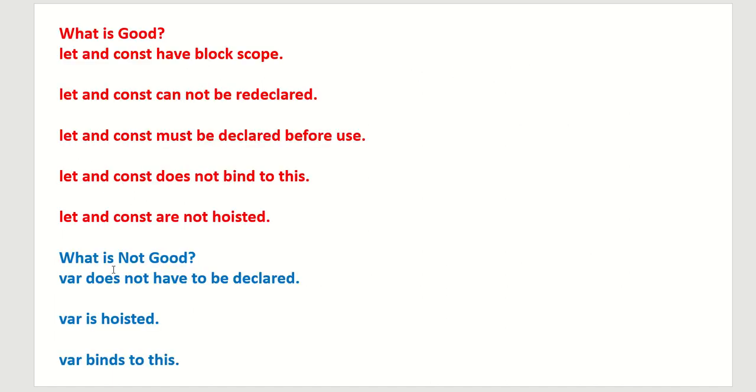So what is good and what is not good? Let and const have block scope. Let and const cannot be redeclared. Let and const must be declared before you use them. Let and const do not bind to this. Let and const are not hoisted. So what is not good actually? Var does not have to be declared. Var is hoisted and var binds to this.